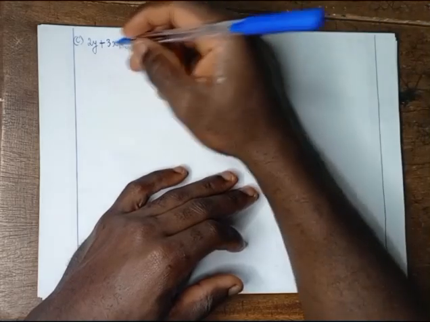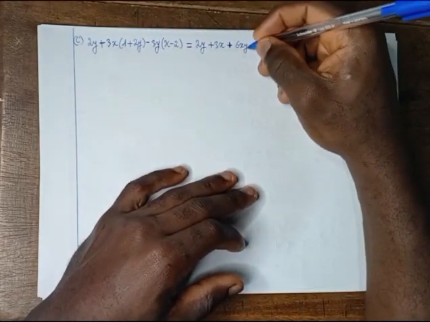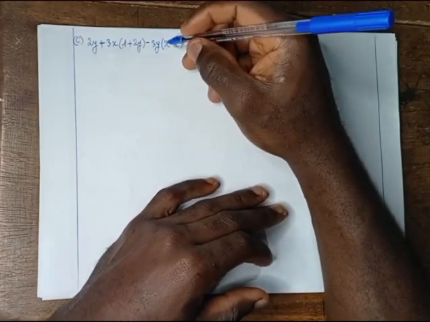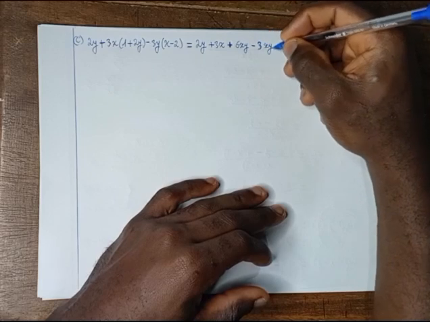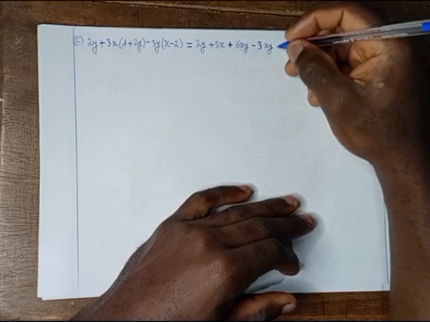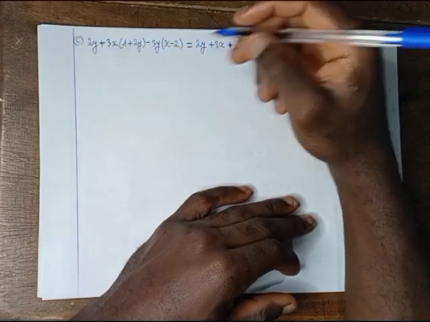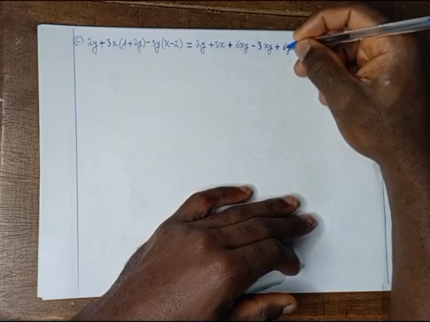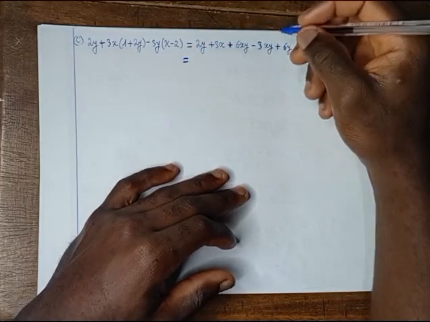3 times 2 gives us 6. x times y gives us xy. It gives us 6xy. Next, negative 3y times x gives us negative 3xy. Next, negative 3y times negative 2, the final result will be positive. Negative times negative is positive. 3 times 2 is 6. It gives us 6y. Next thing now, we have to bring the like terms together, then we simplify.